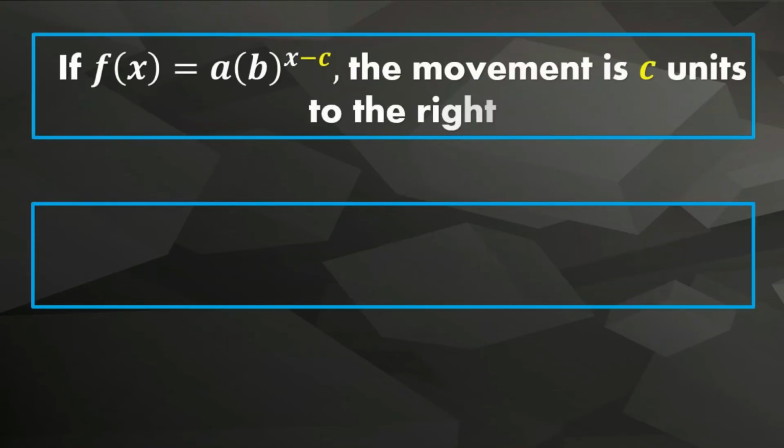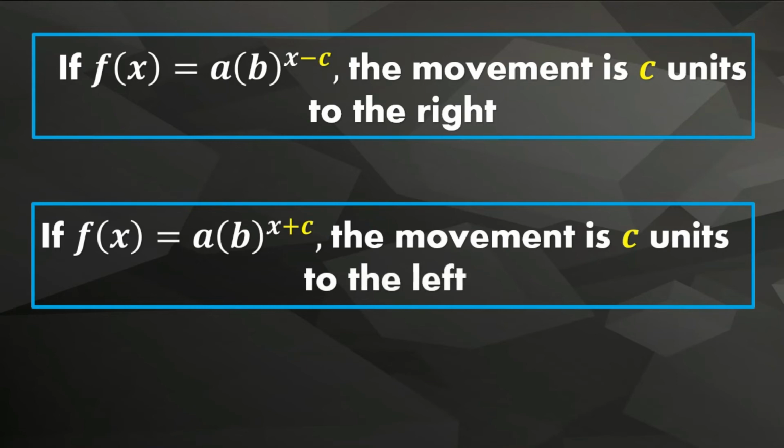Sabi rito, if f of x is equal to a b raised to x minus c, the movement is c units to the right. So kung ito naman ay naging plus c, ang movement is to the left. Tandaan ninyo itong mabuti. Pag minus c, to the right. Pag plus c, to the left. Kasi nga 'di ba yung c palaging baliktad, binabaliktad palagi yung sign niya. That's why kapag minus, to the right, kaya baliktad din.